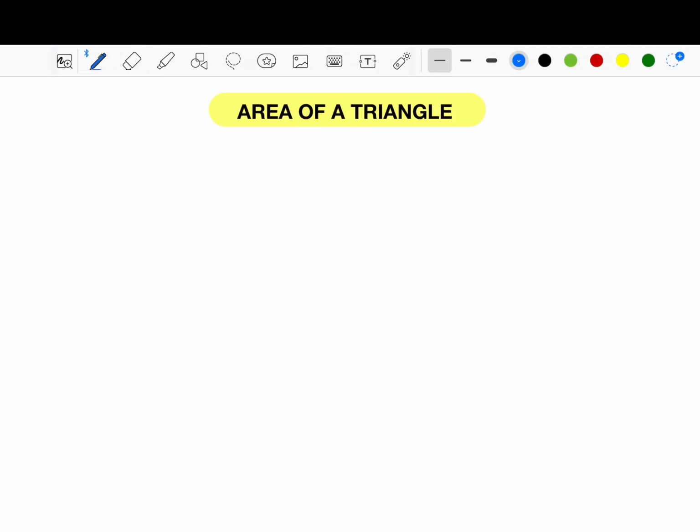So the formula of the area of a triangle in a geometric space is as follows: the area of a triangle is half times base times height. Those are the two important things. You need to be able to identify what is the base of the triangle, and what is the height of the triangle.